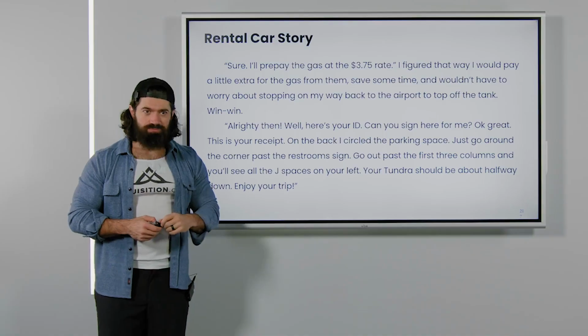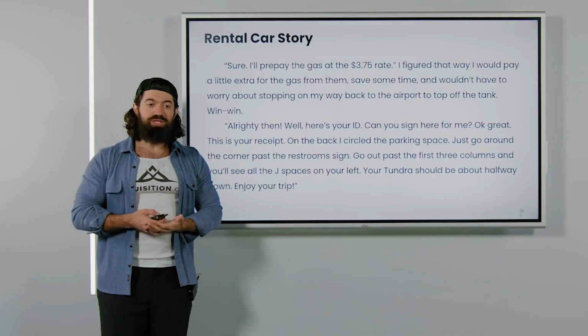I'll prepay the gas. And so she says, "Alrighty then. Well, here's your ID. Can you sign here for me? Great. There's your receipt. On the back, I circled the parking space. Just go around the corner and past the restroom sign. Go past the first 3 columns, and you'll see the J space on your left. Your Tundra should be about halfway down. Enjoy your trip."